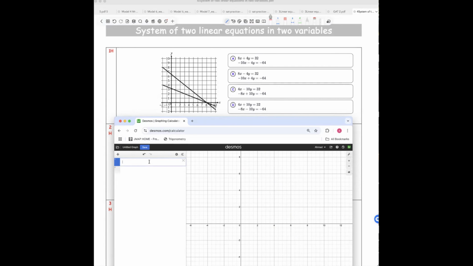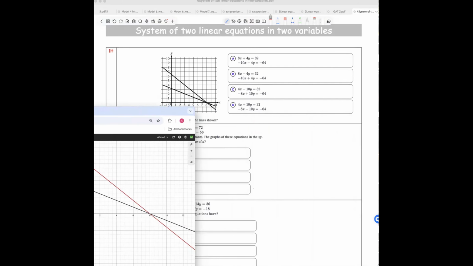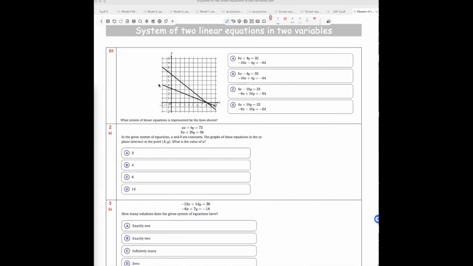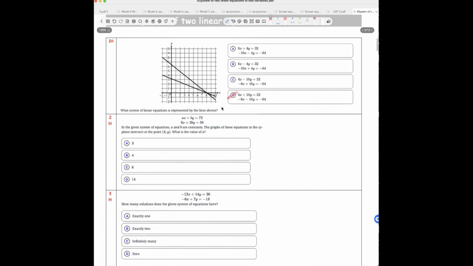Let's check another two equations. I will check D: x plus 10y equals 32, and the second one is negative 8x minus 10y equals negative 64. I forgot to write x at the beginning, so we can go back and write it. Yes, it will be the same. They intersect at one point, which is 8 and 0. So this is the correct answer, the same two lines. So the answer is D. Let's move to the next question.